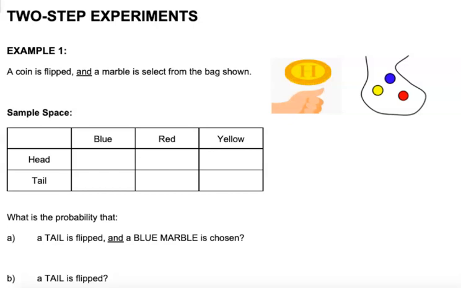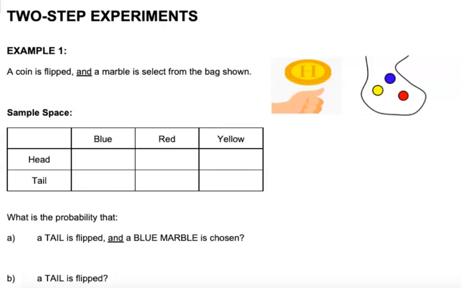In this video, we're going to have a look at two-step experiments. Two-step experiments involve two events that are happening at the same time. So in our example, we have a coin which is being flipped and a marble is being selected from the bag shown.